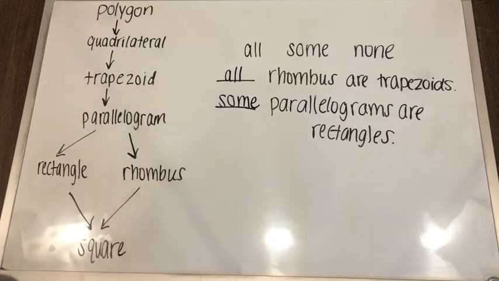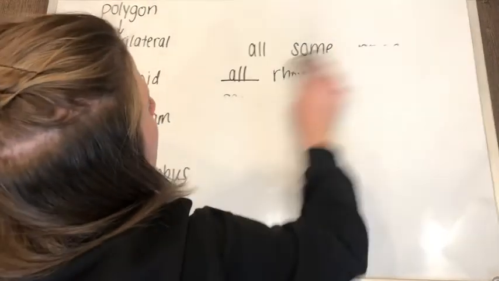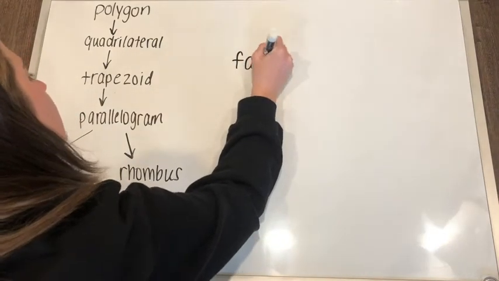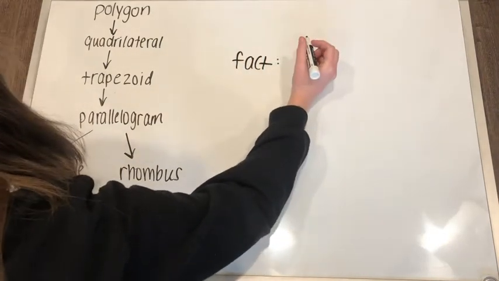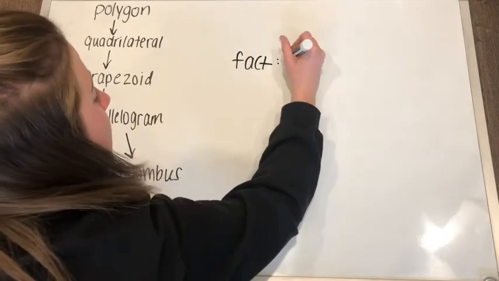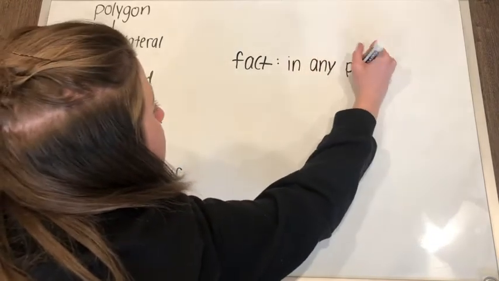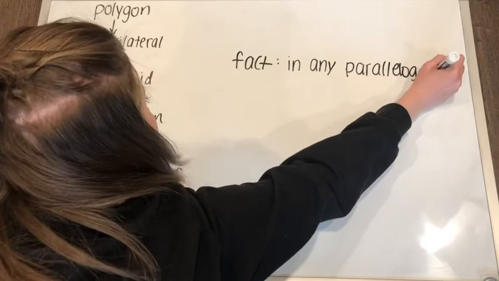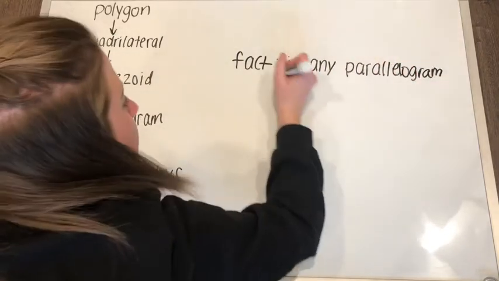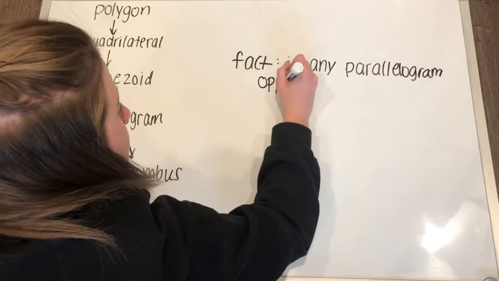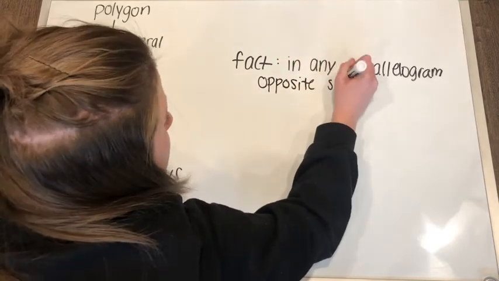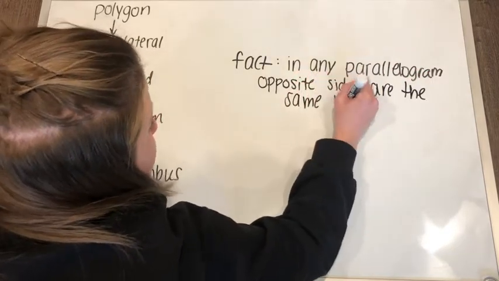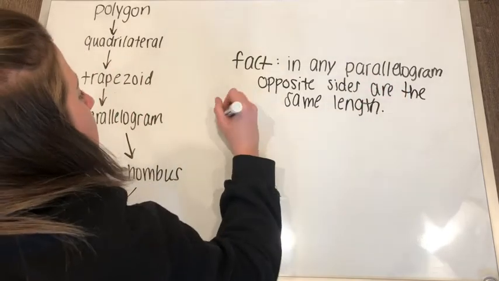Okay, so let's do another one. What if you are given this statement and it says that it is a fact? So here's the fact: in any parallelogram, opposite sides are the same length. So that's the fact. Now I'm going to give you a statement, and I want you to tell me if it's true or false.